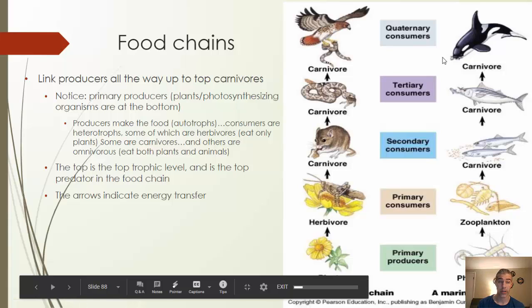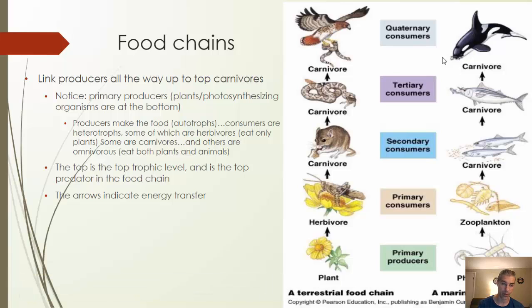Primary producers make the food, right? Another term for those is autotrophs, and consumers are heterotrophs. The primary consumers are the things that eat the plants. The secondary consumers are the things that eat the things that eat the plants. Tertiary are the things that eat the things that eat the things that eat the plants. And quaternary is one more level up from that. Right?